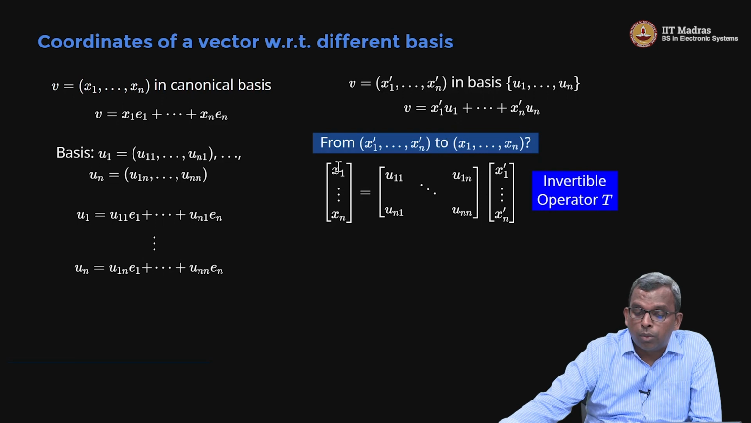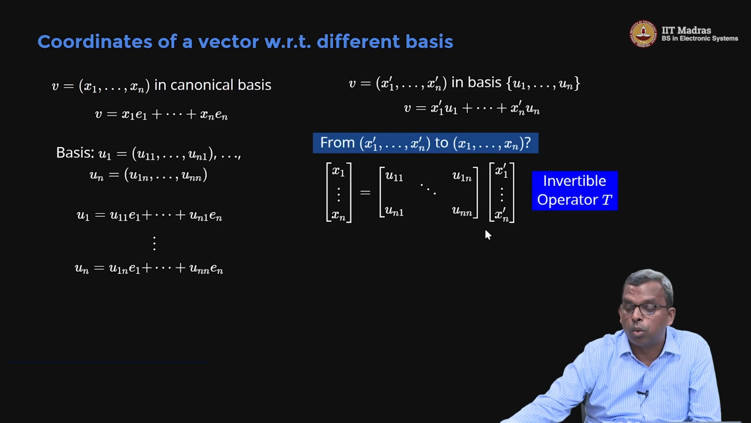Do you see that? x1 to xn, which are the coordinates of v in the canonical basis, have to be the same as x1 prime times the coordinates of u1 in the canonical basis. What are the coordinates of u1 in the canonical basis? u11 to un1, plus so on till xn prime times the coordinates of un in the canonical basis, and that is u1n all the way down to unn. Is that okay? So, this way I can go from x1 prime to xn prime to x1 to xn.